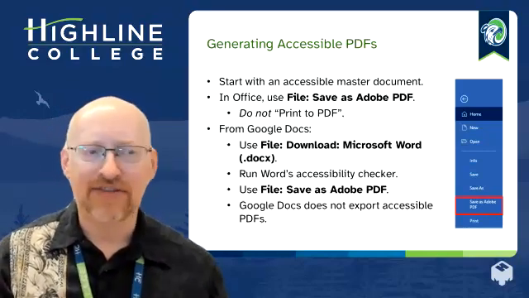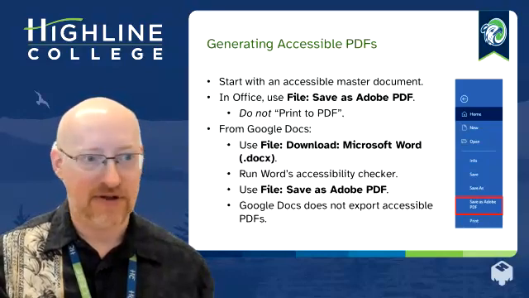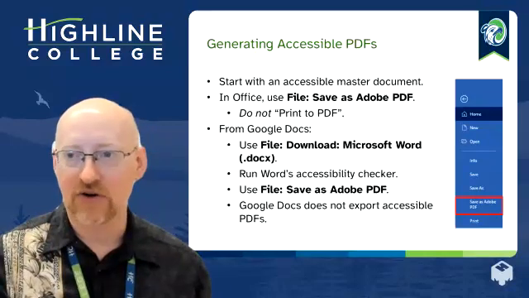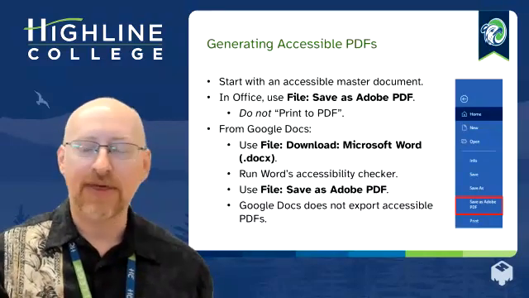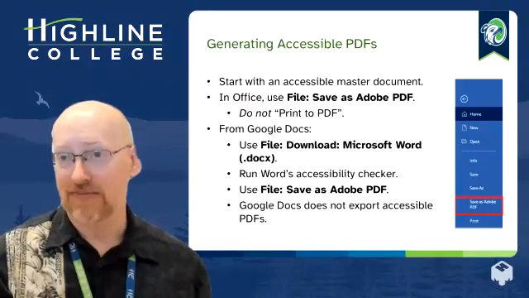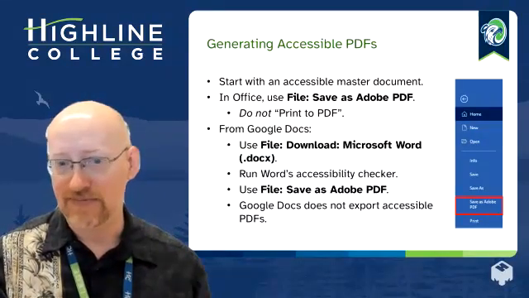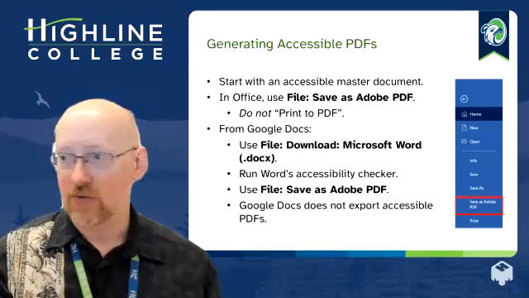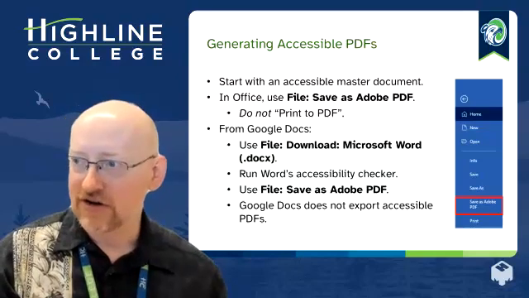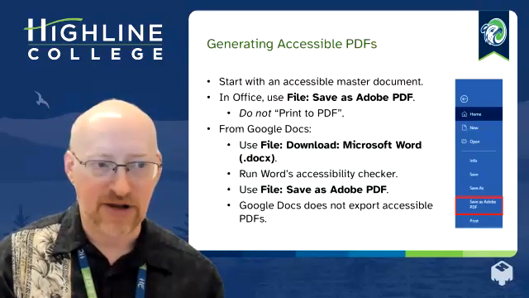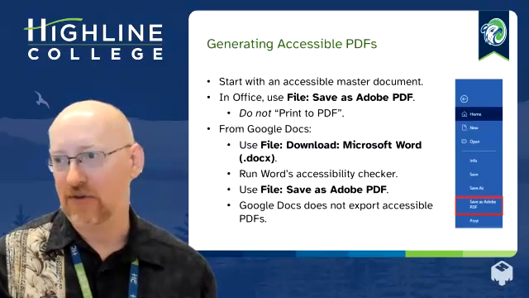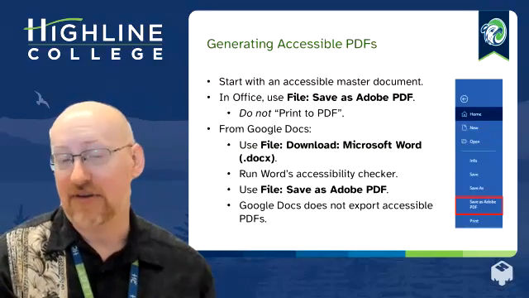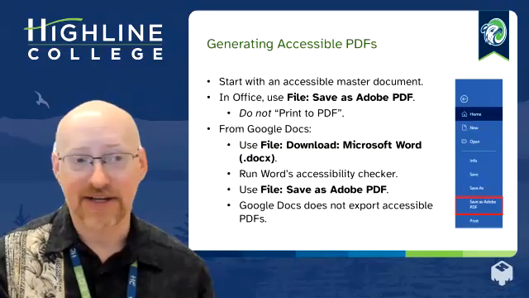If you're using Google Docs, it's a little bit more difficult, because Google Docs does allow you to just go to File, Download PDF. Unfortunately, I'm not sure, but I think on the back end, it's basically doing the same thing as print to PDF, because those do not come out accessible. Instead, we recommend downloading it as a Microsoft Word document, running Word's accessibility checker to catch any errors that may have cropped up, and then using Word's File, Save as Adobe PDF. So it's a few more steps, and that's just because Google Docs simply doesn't create accessible PDFs natively.